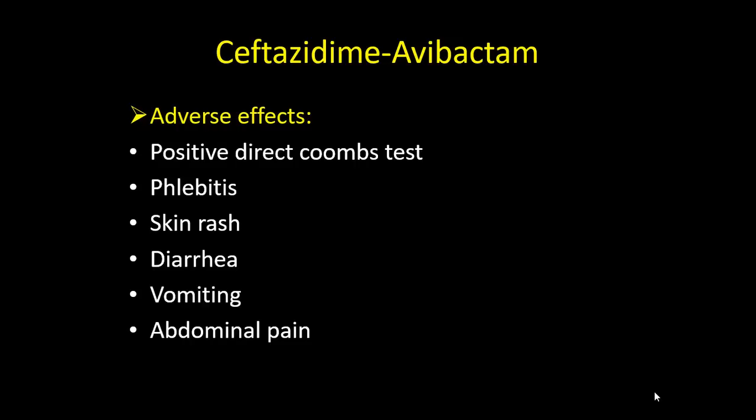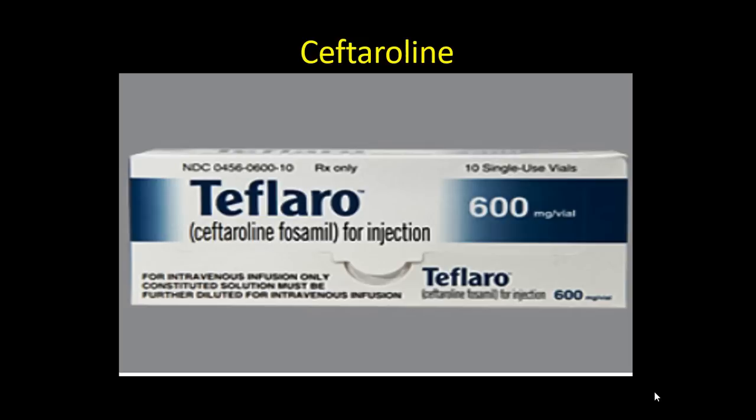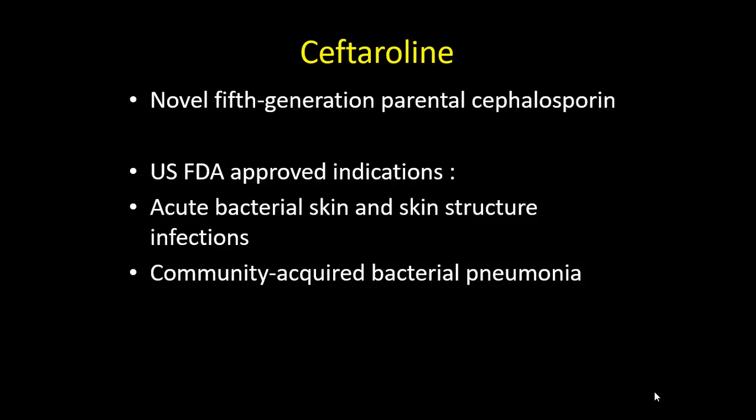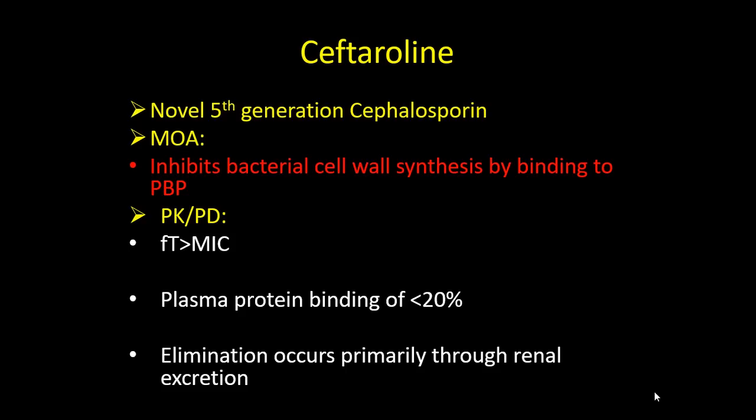Adverse reactions include, just like any other cephalosporins, phlebitis, skin rash, diarrhea, and vomiting. Ceftaroline is a fifth generation cephalosporin. As we discussed, it is greatly active against methicillin-resistant Staphylococcus aureus, especially in acute bacterial skin and skin structure infections and community-acquired bacterial pneumonia. Inhibits bacterial wall synthesis by binding penicillin binding proteins, time-dependent killing.